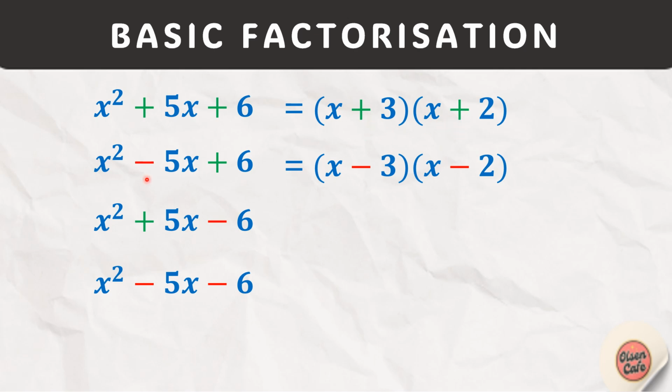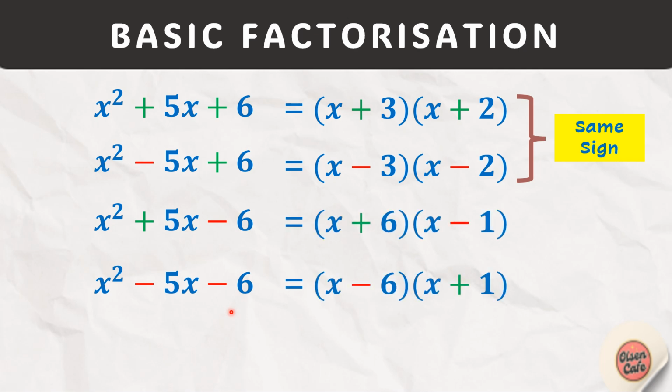So if it is negative, that means the sign inside the two factors will be negative as well. So the first two expressions will give me the same sign. Now, given the next two expressions, since the sign for the constant term is negative, that is a clue to tell me that the signs inside the two brackets have to be opposite. So how do I know exactly where to place the sign? I will follow the coefficient of x, and I use the Olsen Big Brother law.